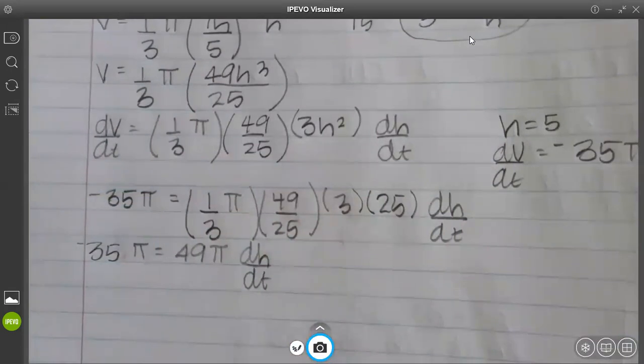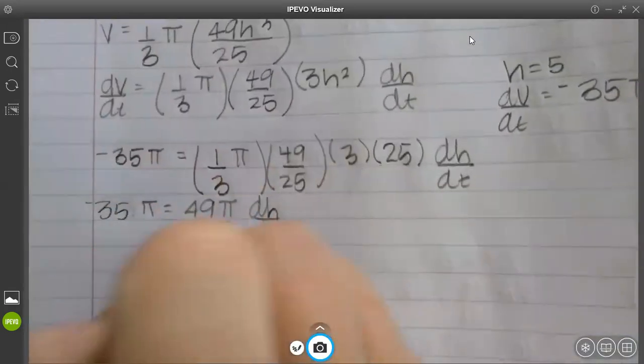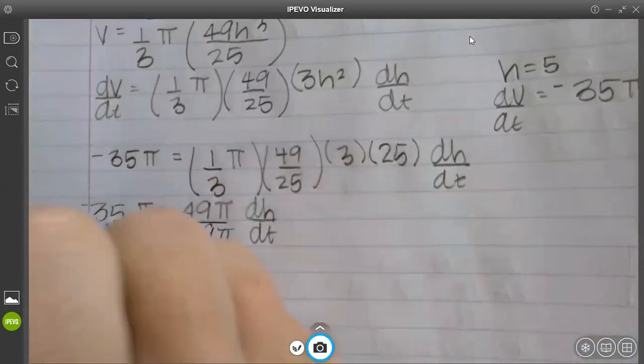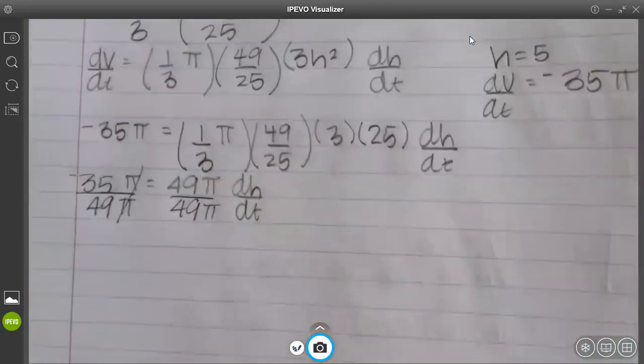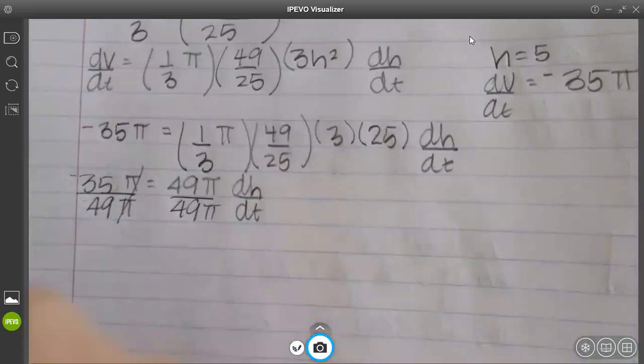What do I do? Divide by 49 pi. Your pi's will cancel out. So what is negative 35 over 49 reduced to?